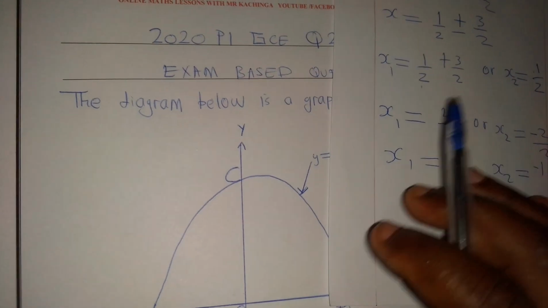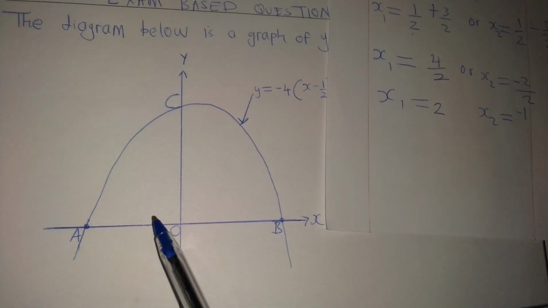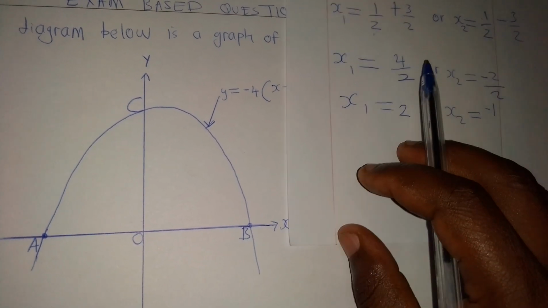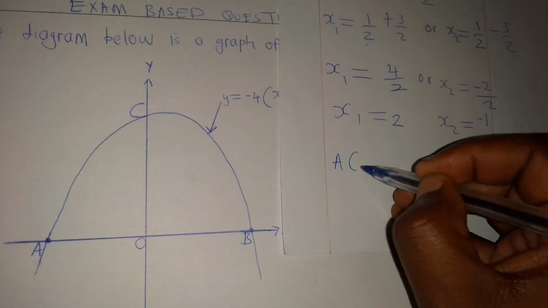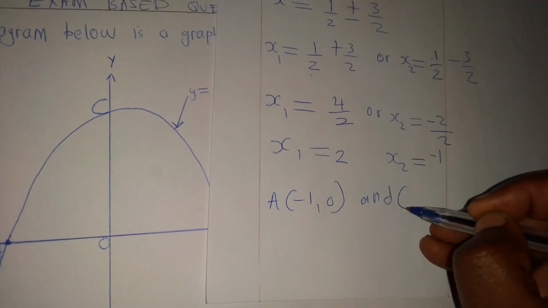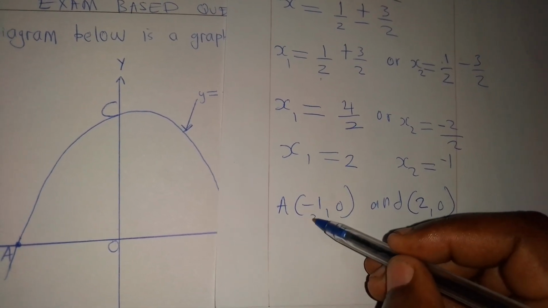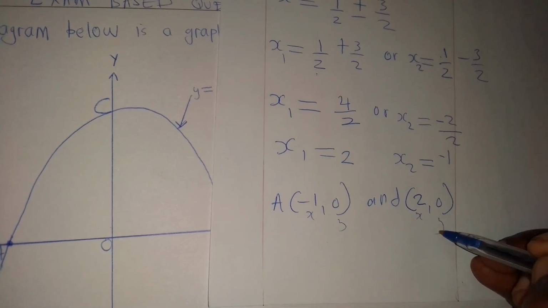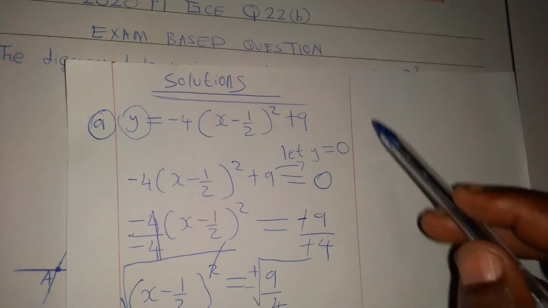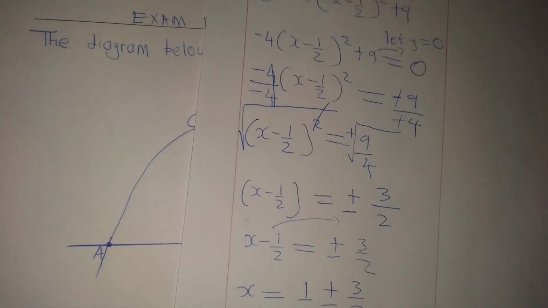But the question says we find the coordinates of A and B. Now, if you look at here, going this side is negative, then going to B is positive. So which means my A is negative. So I'll say A is negative 1, 0, and B is 2, 0. Remember, this one is our x, this is our y. Our y, they are 0, because here we say let y be equals to 0. So this is how we solve the first part of the question.